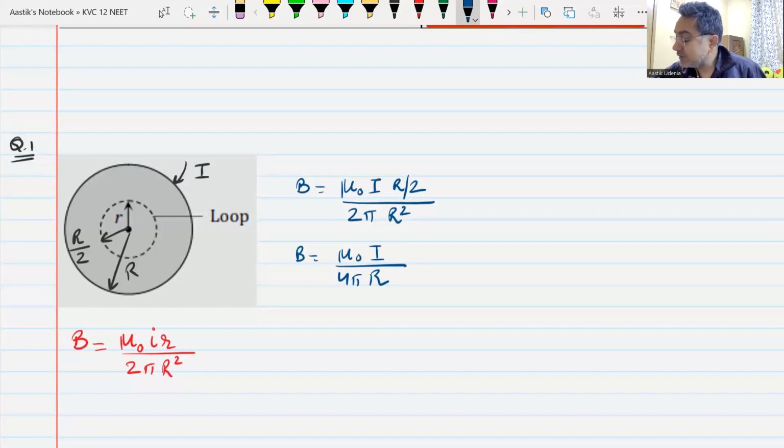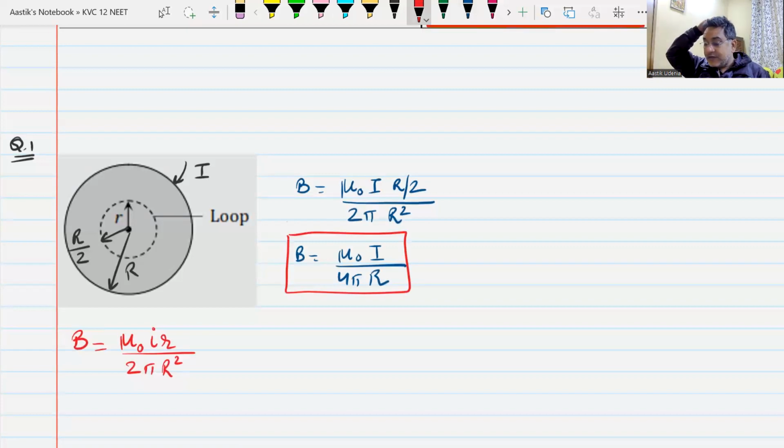So the final answer will be mu naught into I by 4 pi r. Do we understand how I got this result? Yes or no? Yes, sir. I just put the formula of solid cylinder inside and then I got the value.